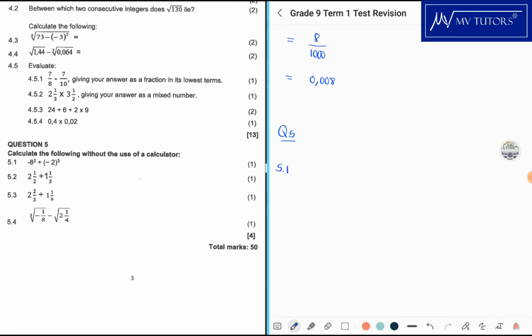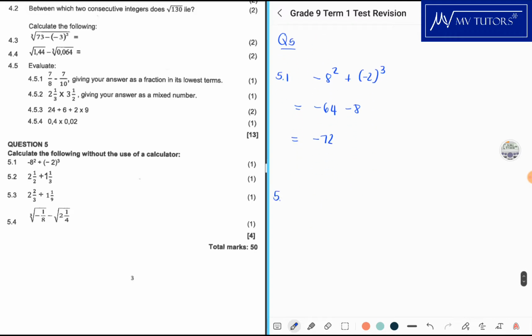Saves time. So you have negative 8 squared plus negative 2 cubed. So what is 8 squared? That's 64, so you have negative 64. And what is negative 2 cubed? It's going to give you negative 8, because it's negative 2 times negative 2, which is positive 4. Positive 4 times negative 2 is negative 8. And here, what is negative 64 minus 8? Because both are negative, I would ask myself, what is 64 plus 8? That gives us 72. So therefore, we have negative 72.